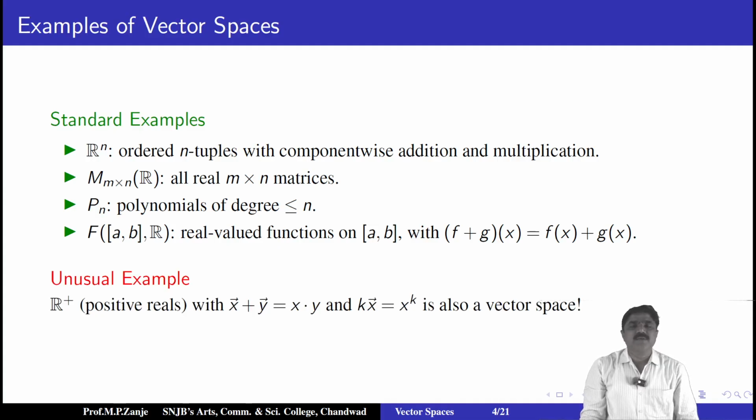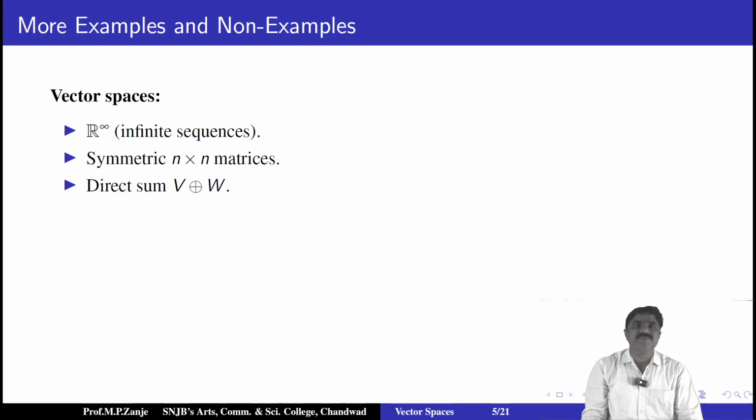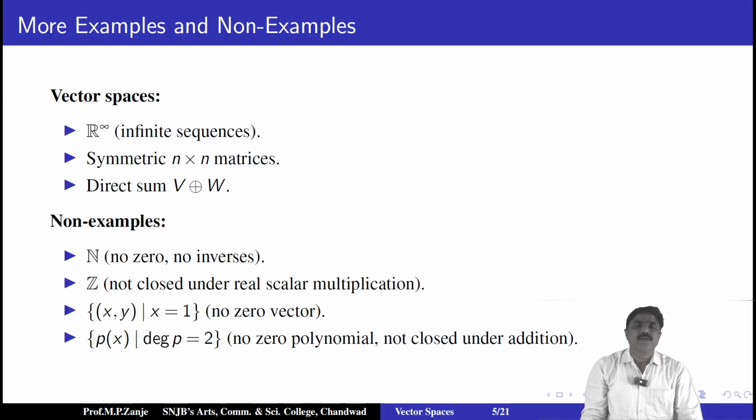Unusual example: positive real numbers, where x bar plus y bar is equal to x into y, and k x is equal to x raised to k. If we define addition and scalar multiplication like this, it is also a vector space; we can verify all these 10 axioms. Other examples: infinite sequences, n cross n symmetric matrices, direct sums. Non-examples: the set of natural numbers, no 0 and no inverse, therefore it is not a vector space.